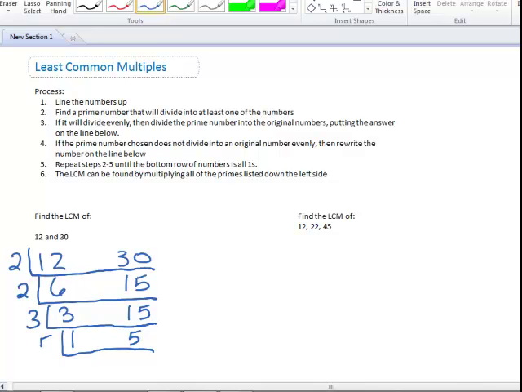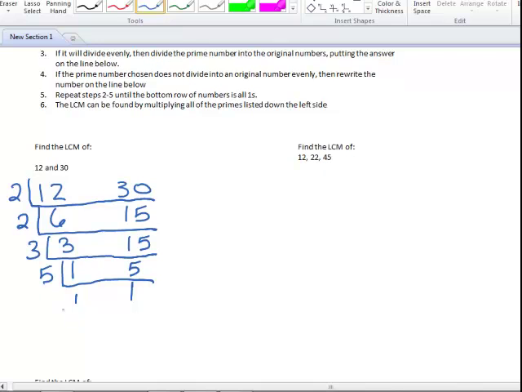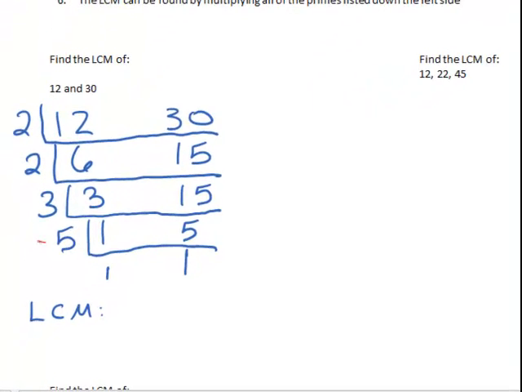So I know that 5 goes into 5. So the first column, that 1 just gets carried down. And then for the second column, 5 goes into 5 one time. Whenever you get a row of 1s, you should be feeling great. That means that you are done, or at least done with the dividing. So the least common multiple for this one can be found by multiplying all the numbers on the left side together.